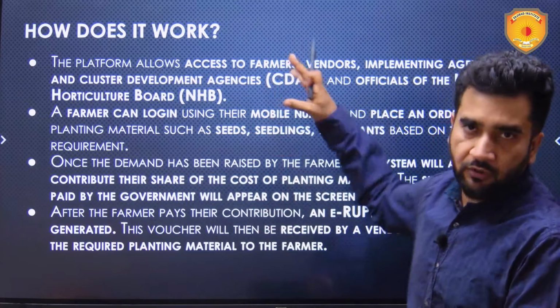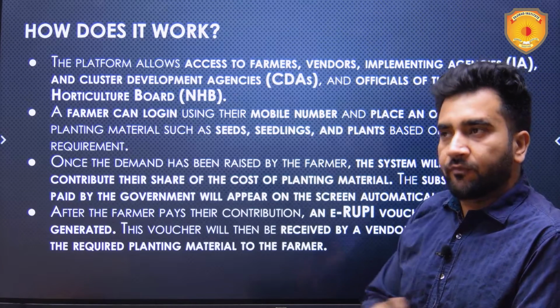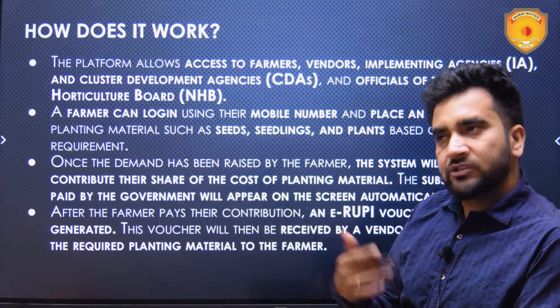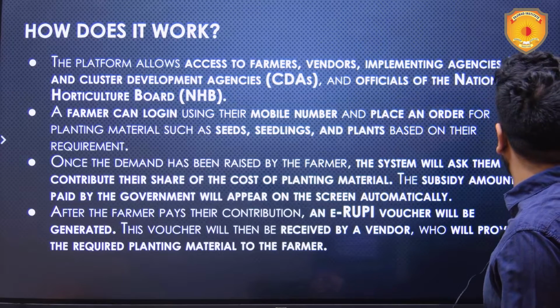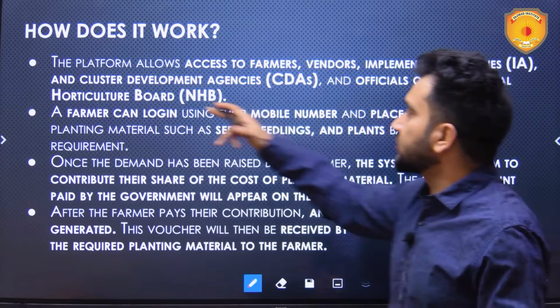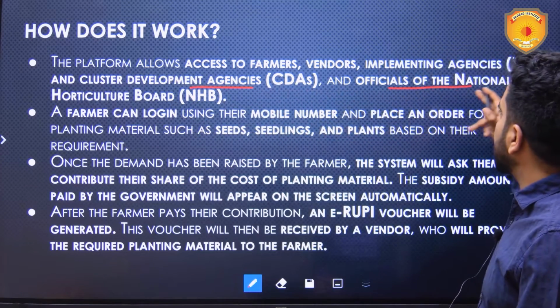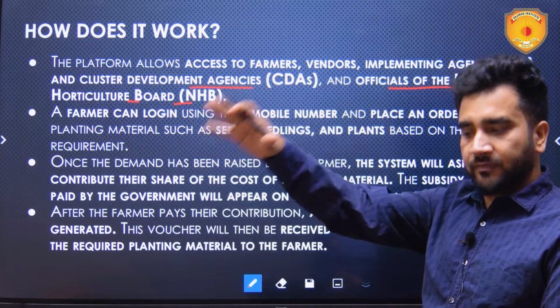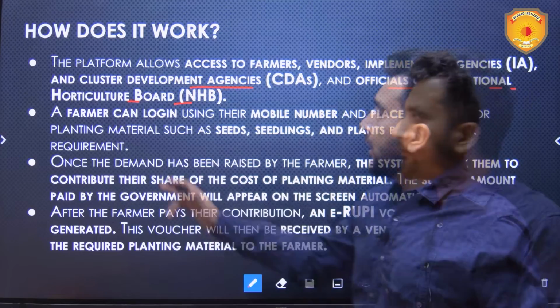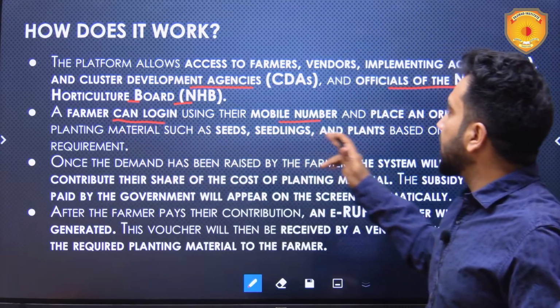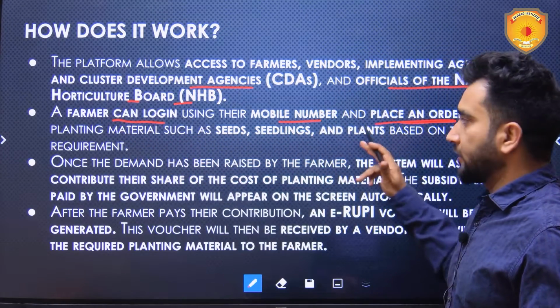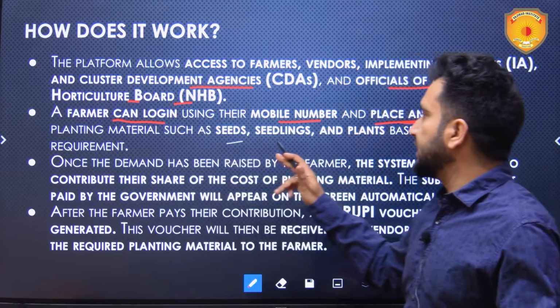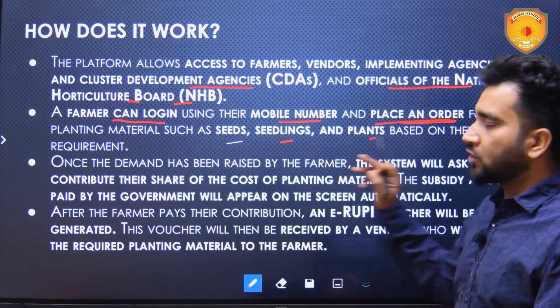In this section, how does it work? Now, this platform, CDP-SURAKSHA, allows access to farmers, vendors, implementing agencies, cluster development agencies, and officials of the National Horticulture Board, NHB. All these people can register themselves on this platform. A farmer can log in using their mobile number and place an order on planting materials such as seeds, seedlings and plants based on their requirement.